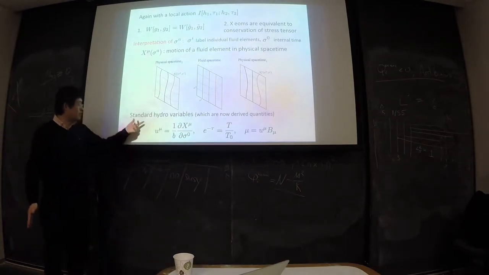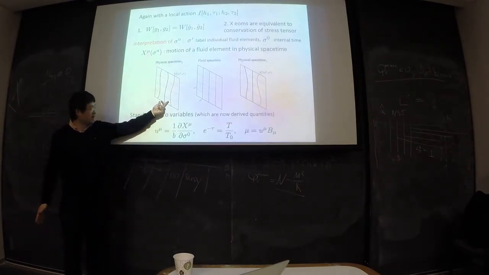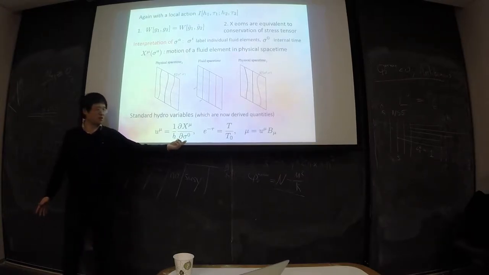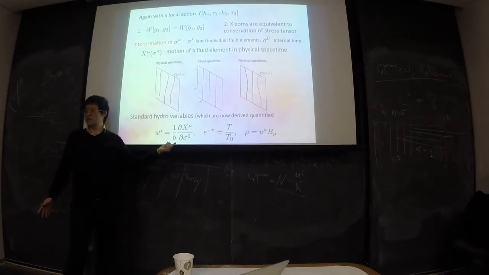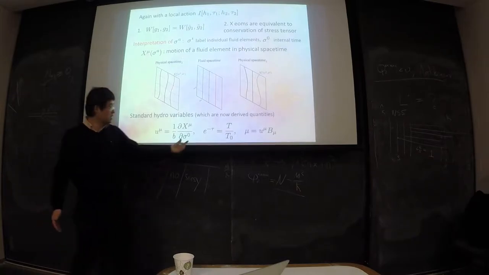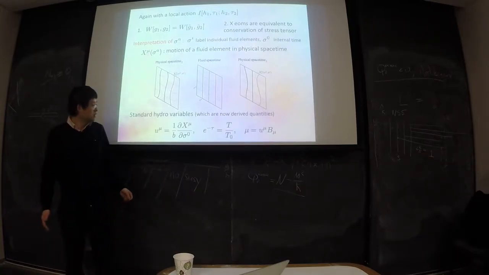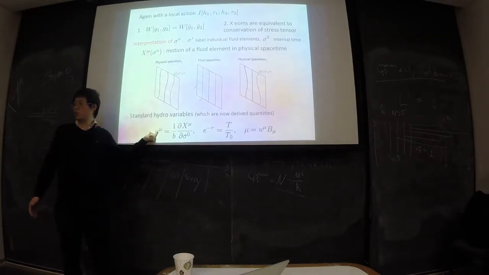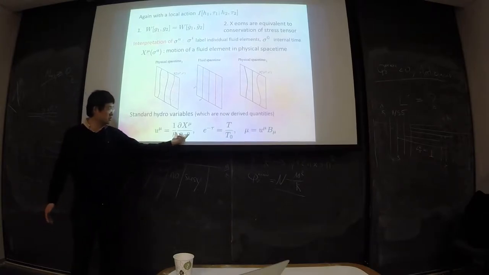Related to the earlier question, this provides a natural way to define your velocity. You define the velocity by just taking the derivative of this, and then you normalize it so that u squared equals minus 1. And so then what is b? Small b is just a normalization factor so that this has u squared equal to minus 1. Essentially it is just the modulus of this.